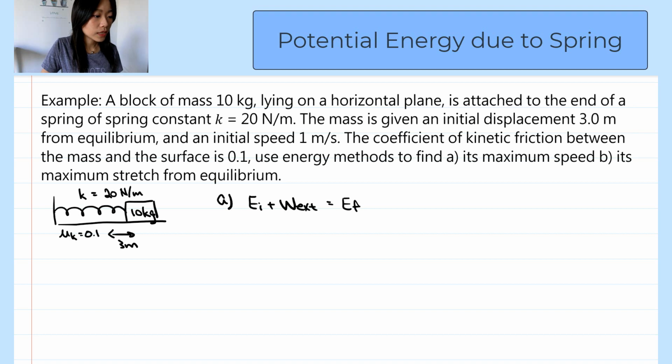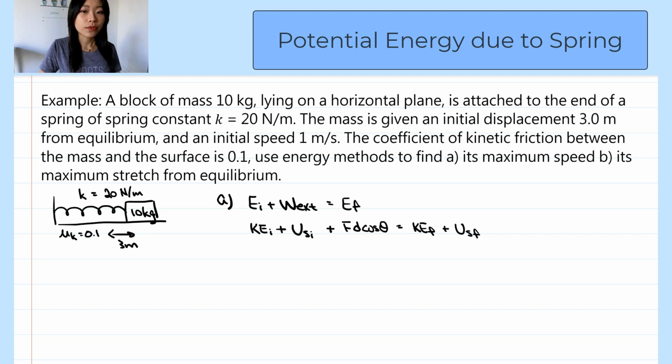Energy here includes the kinetic energy, and since the block is staying at the same level, the gravitational potential energy is not important in this problem. And we also have the potential energy due to the spring, plus the work done, which is force times the distance traveled times cosine theta. And this equals the final kinetic energy plus the final potential energy due to the spring.